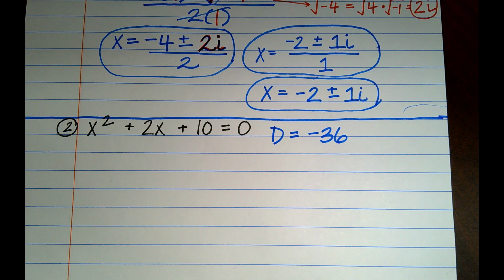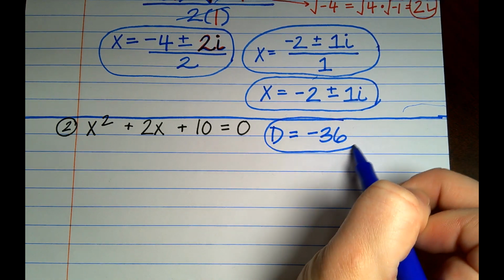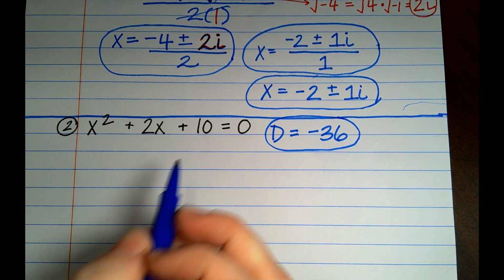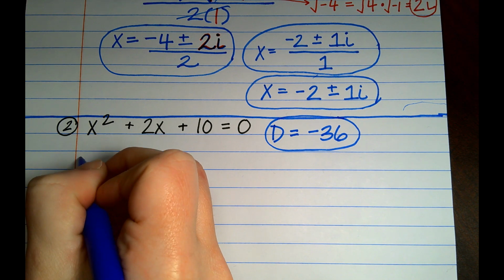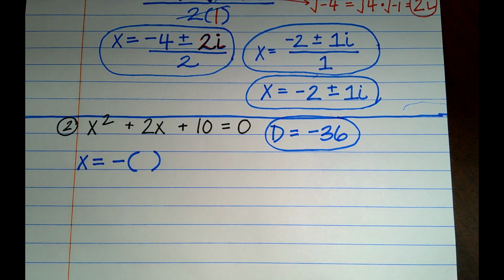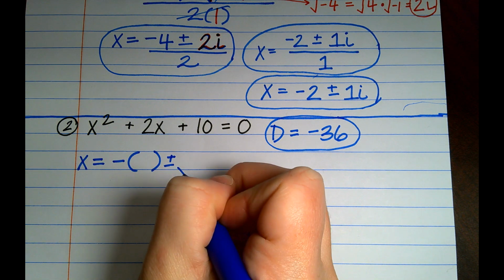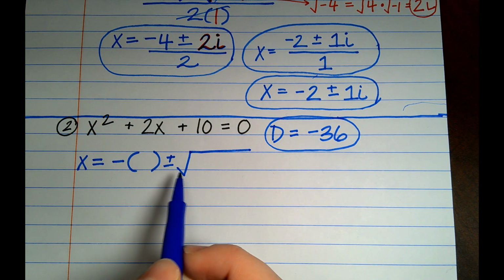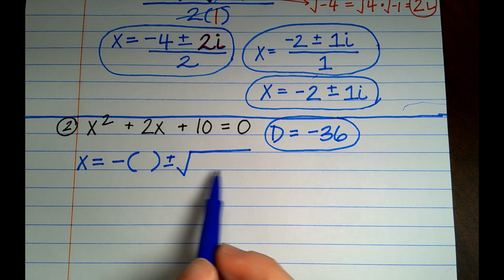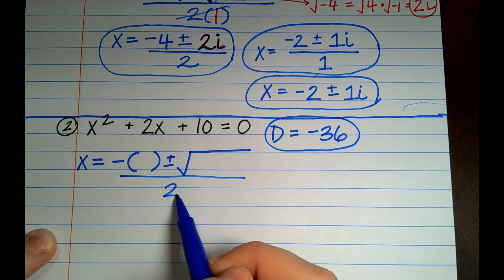So if I want to solve for what are my solutions, what are my x values, we're going to use the quadratic formula. So I'm going to write out x equals negative b plus or minus the square root of b squared minus 4ac, which is also the discriminant, all over 2 times a.